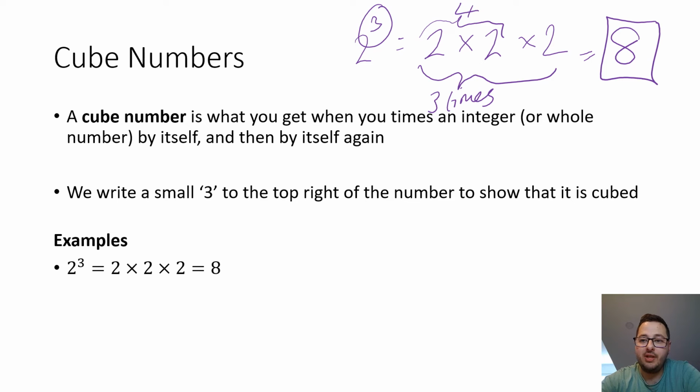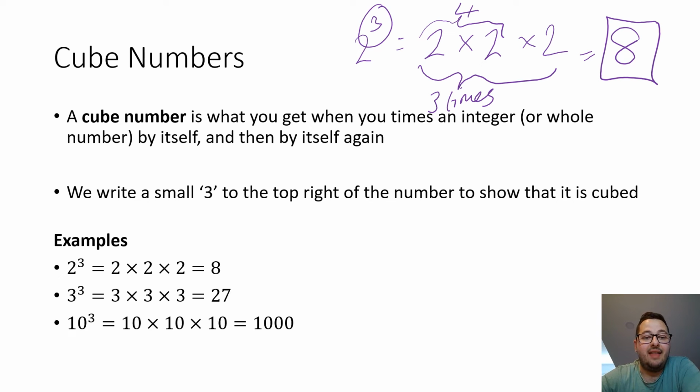Some more examples. So there we have 2 cubed is 8. We've got the 3 cubed is 3 times 3, which is 9, and then times another 3. 9 times 3 is 27. And then we've got 10 cubed. 10 times 10 is 100, and 100 times another 10 is 1,000.